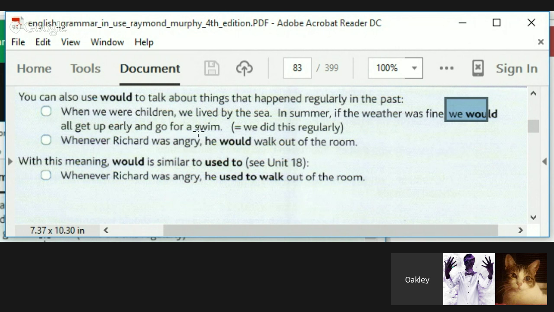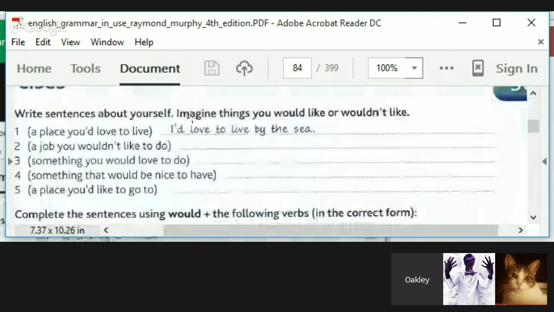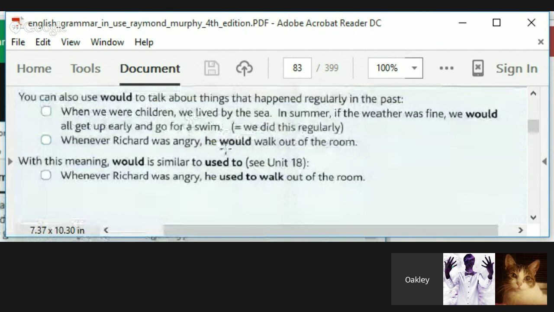So, okay, when somebody's giving their memoirs, they're trying to infuse, they're trying to give the emotion and the fantasy-like wonder of getting up early and going for a swim. Okay, it kind of makes it more imaginary. Whenever Richard was angry, he would walk out of the room.